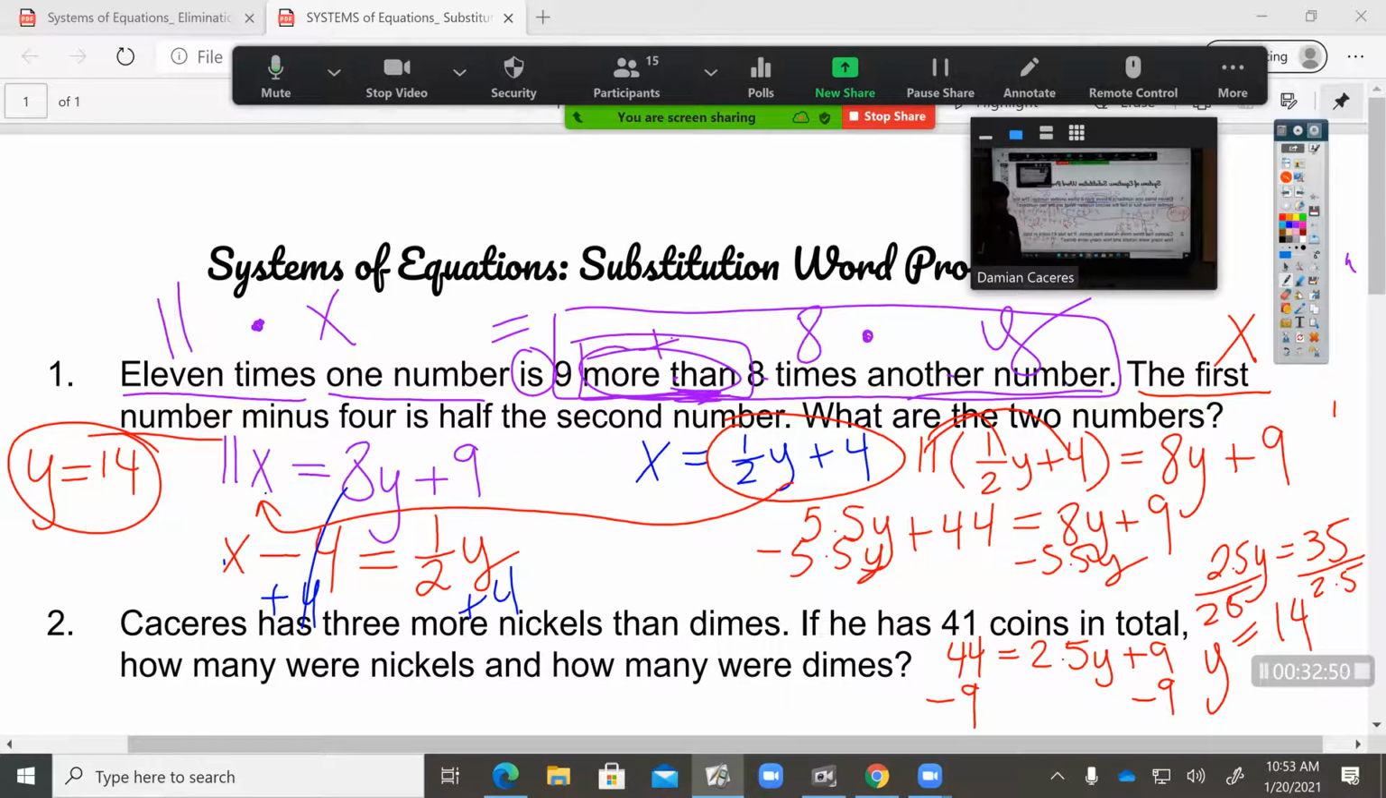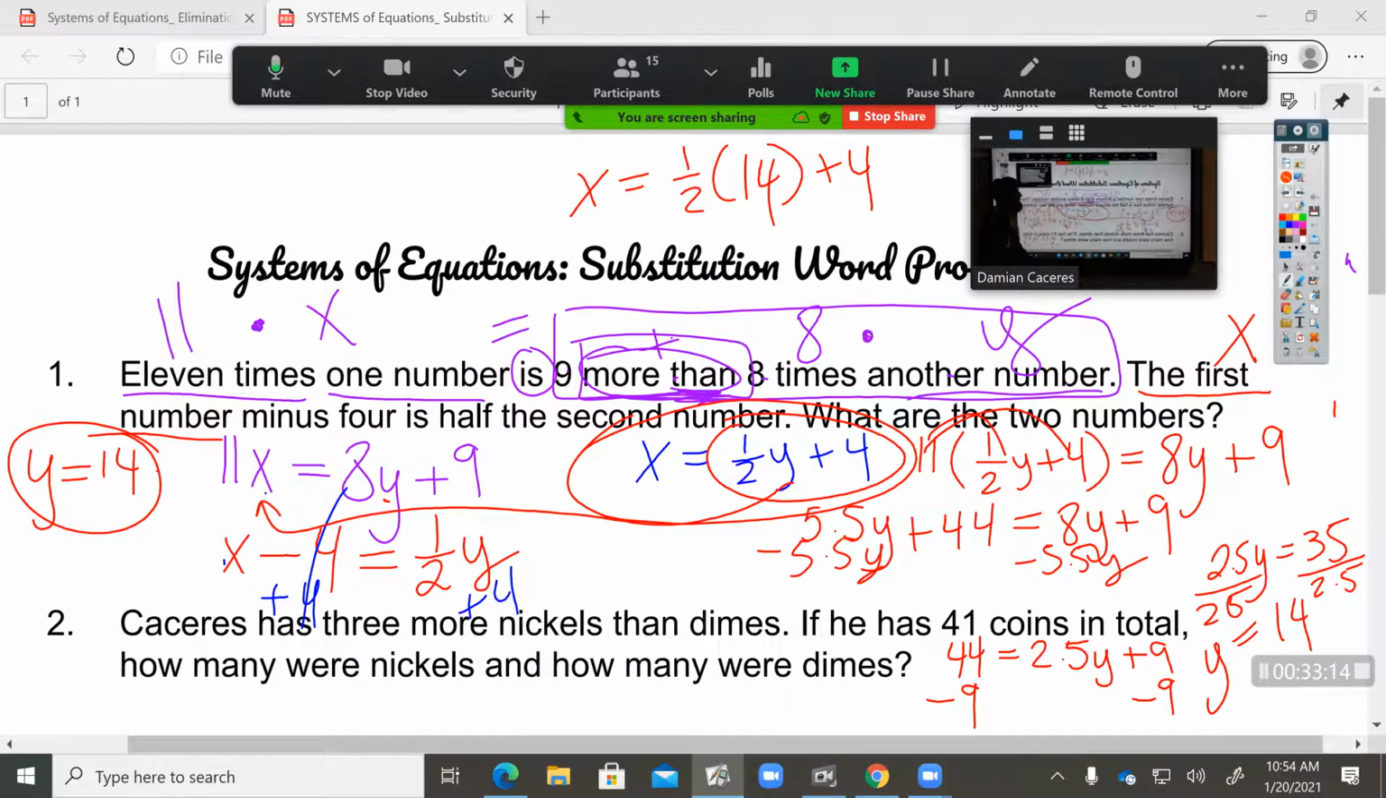Now, all we need to do to find the second value is plug in 14 for y in any of these equations. So let's plug it into this one. This is the easiest one to use. x equals 1/2 times y plus 4. Instead of y, what are you putting there now? 14.